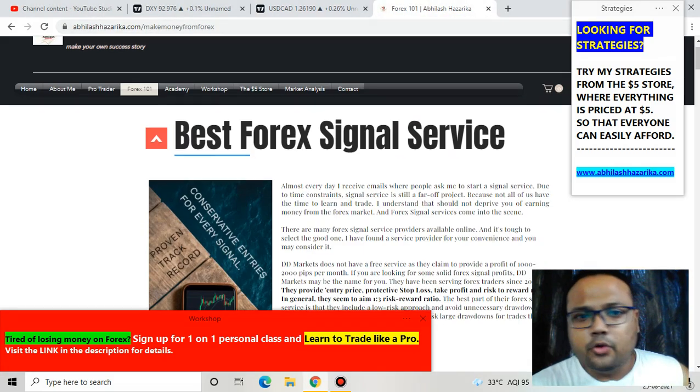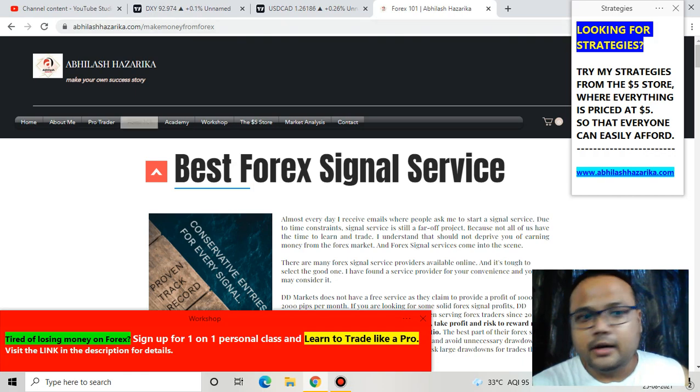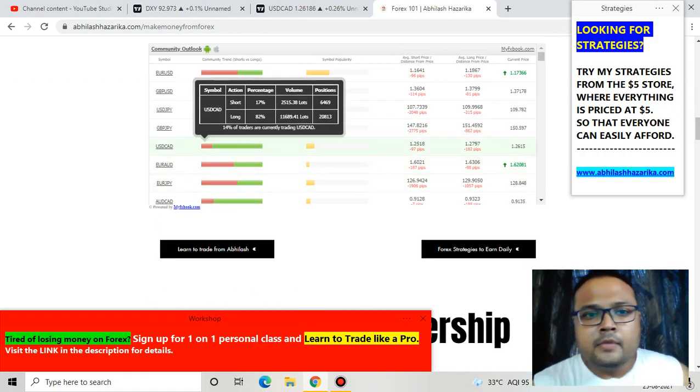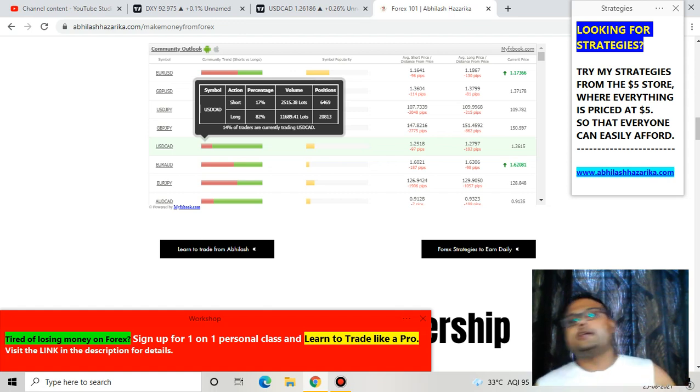If we go to the Forex sentiment meter here, this is the Forex sentiment meter. You will find the Forex sentiment meter on my website avilashhazarika.com under the Forex 101 section. In the Forex sentiment meter, you can see that 82% of retail traders have already taken a long position, and only 17% of retail traders have taken a short position.